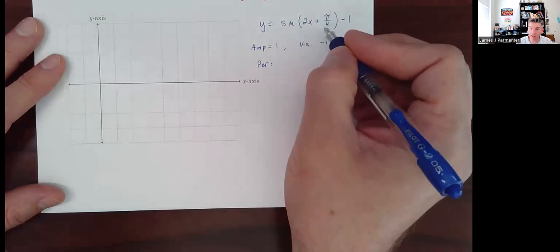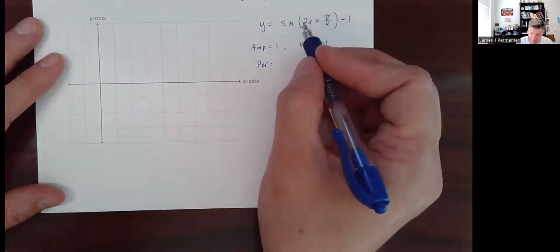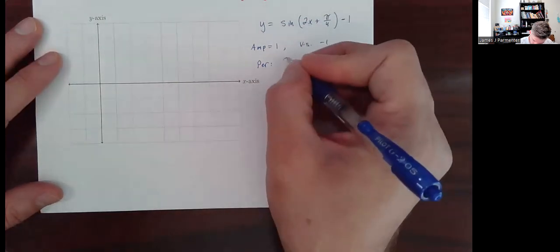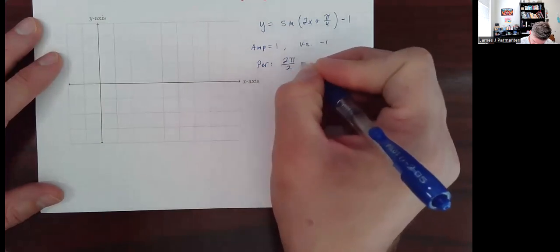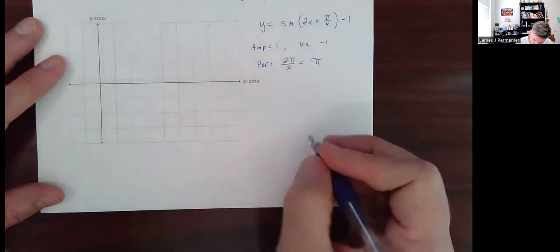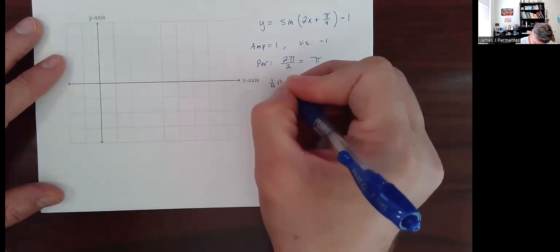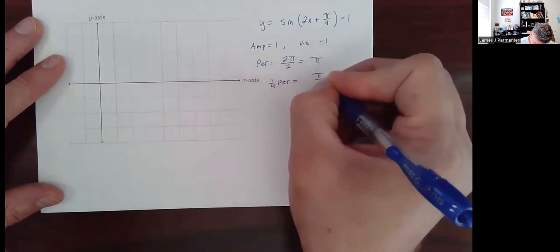The period doesn't care what's going on with this. The period just cares about the coefficient of x here. So the period is 2 pi divided by 2, which is just pi. Quarter period is pi divided by 4.